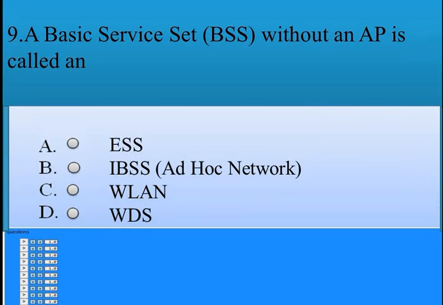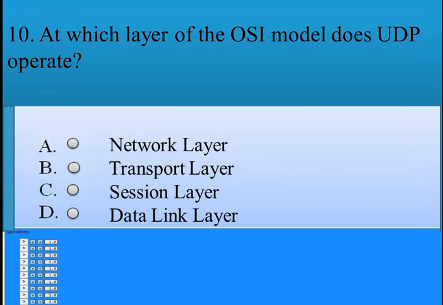Question number 10. At which layer of the OSI model does UDP operate? A. Network layer. B. Transport layer. C. Session layer. D. Data link layer. The correct answer is B.